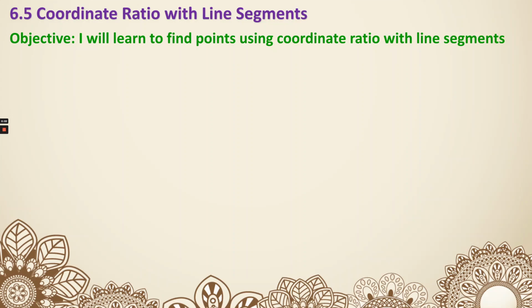Today we are going to talk about 6.5, which is the last lesson in this unit about triangles, called coordinate ratio with line segments. In this lesson, we're going to use similar triangles and proportionality to help us find some points on line segments.